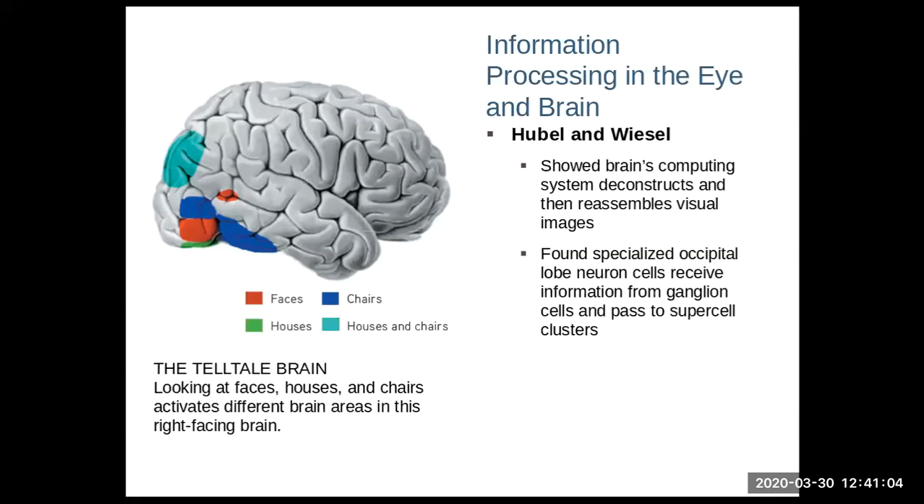There were two scientists named Hubel and Wiesel, and you don't need to know their names specifically for the next exam, but they basically showed what we talked about with sensation and perception. The brain deconstructs, right? The neurons deconstruct the image. They bring the individual puzzle pieces and then reassemble them once they hit the brain.